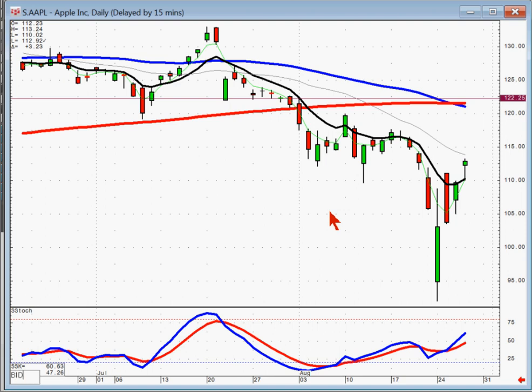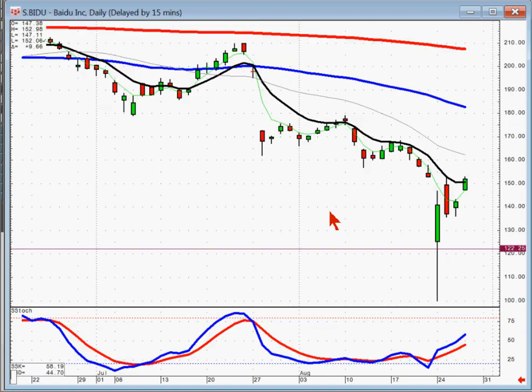Baidu did close just above the T line. Same scenario as Apple. If it opens positive, it's breaking this downward trend channel and telling you it's moving away from the T line after this gap up today.